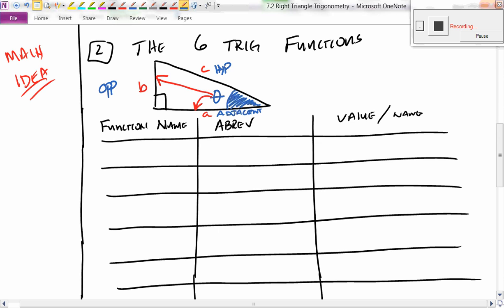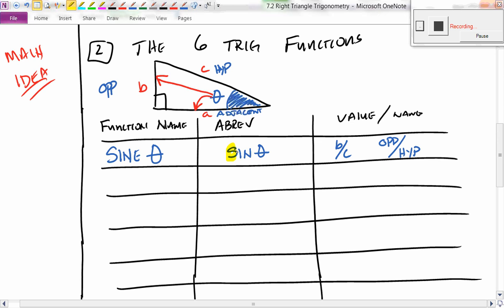So, here we go. The first trig function we're going to talk about is the sine function. The sine of angle theta. The abbreviation for sine of theta is just sin. Please do not call it sin. It's not a sin. It's sine theta. And the value is b, the ratio of b over c. Or we could also refer to it as the opposite side to the hypotenuse side. So the sine of theta is defined to be the opposite over the hypotenuse.